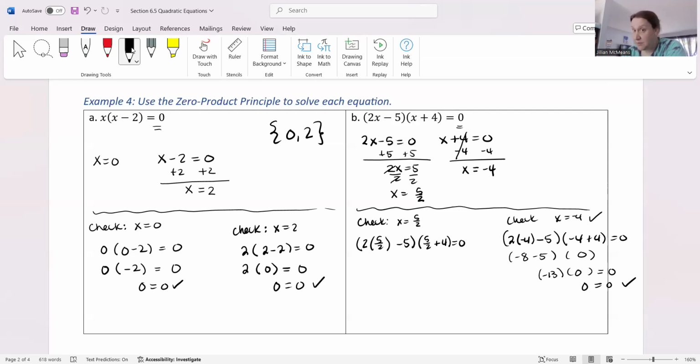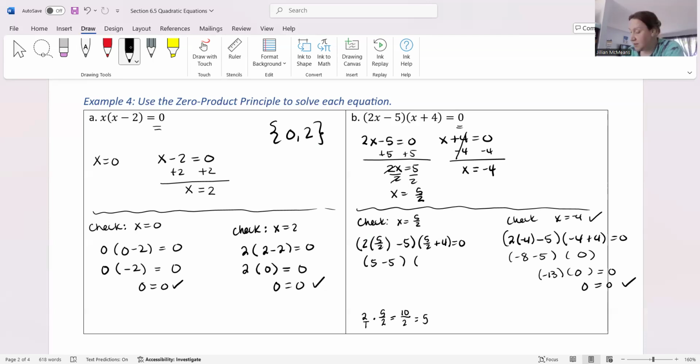Now, 5 halves is going to be a little bit more involved, okay? So right here, if you're looking at 2 times 5 halves, we could think of this as 2 over 1 times 5 over 2. That would just be 2 times 5, which is 10, over 2, which is 5, right? So 2 times 5 halves is really just 5. So I get 5 minus 5, and then I get 5 halves plus 4.